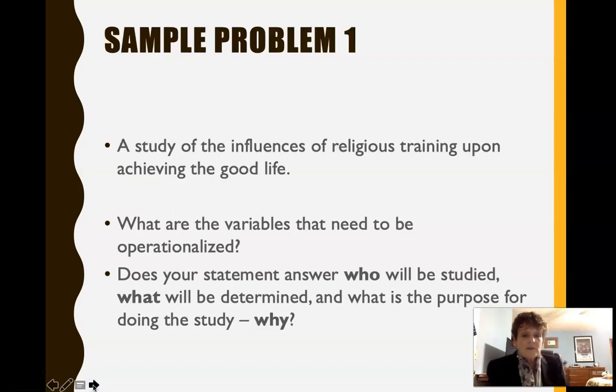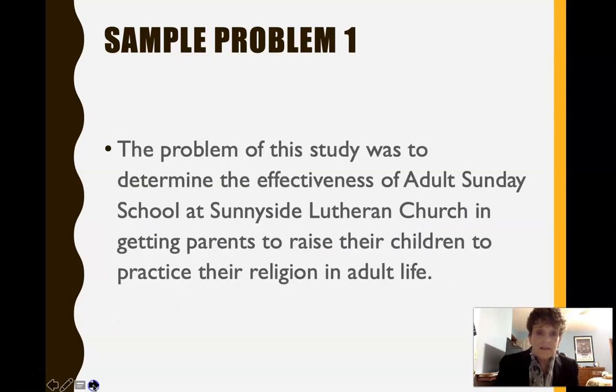So let's look at the very first one. It says, a study of the influences of religious training upon achieving the good life. Well, that sounds fine because it's a good lofty goal. It's a nice statement. But what are the things that we are leaving out? What are the variables that need to be operationalized in here? Where does this statement say, who are we going to talk to? Who are we going to study? What will we determine once we study this? And what's the purpose of doing it? Why is this relevant? Why does this add value to anything? Why do we want to do it?